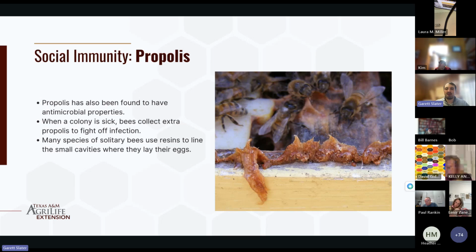Now, a lot of solitary bees actually use resin to coat their small cavities. So if you do find a solitary bee nest, they may line it with propolis. And because solitary bees don't have this social environment and don't have this social immunity, they use this resin as a really important way to combat diseases and infections.